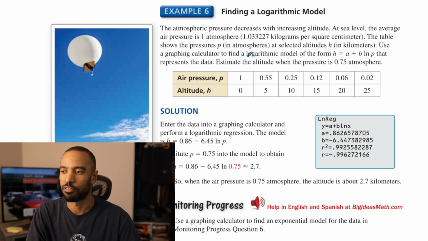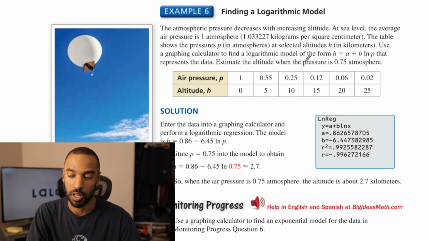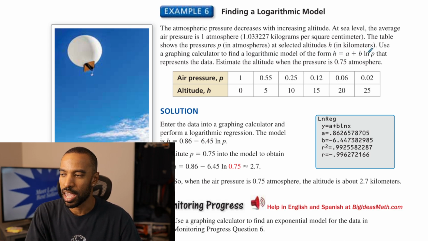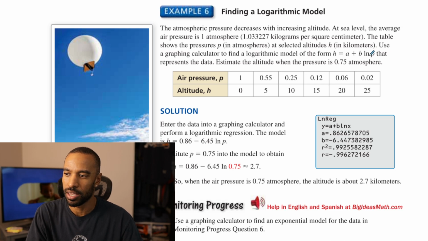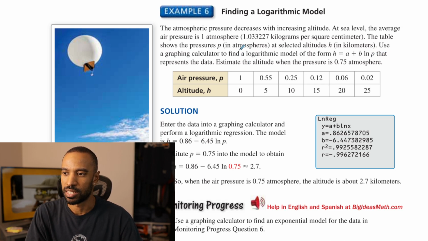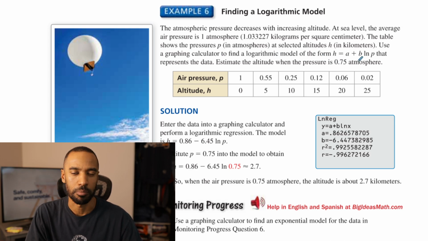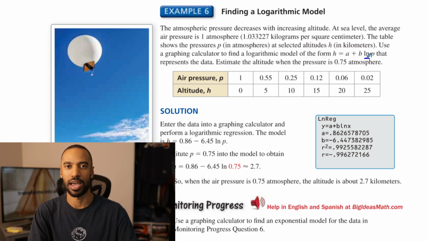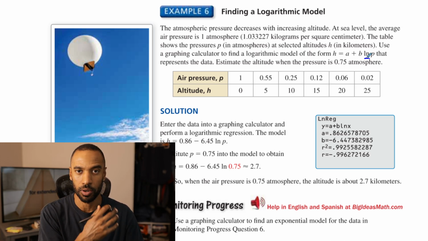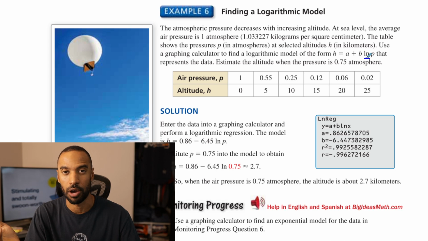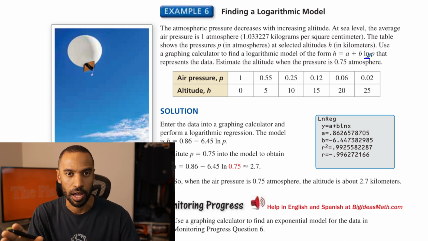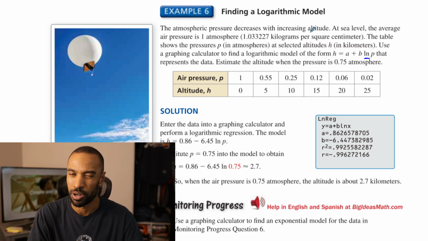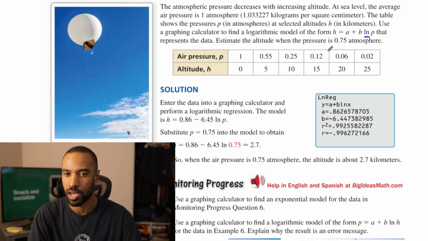Use a graphing calculator to find a logarithmic model. So they tell you it's going to be logarithmic. Of the form H equals A plus B times natural log of P that represents the data, estimate the altitude when the pressure is 0.5 atmosphere. They did specifically state natural log. I do believe the calculator has a log regression and a natural log regression. By log regression, that would probably be common log, unless they talk about different bases. I don't know. I haven't done it, at least not in a long time.